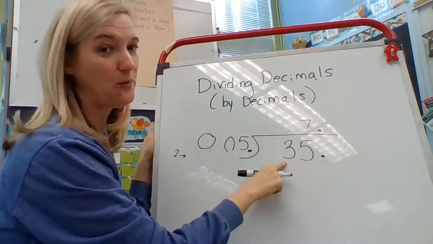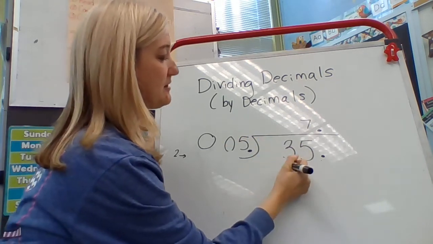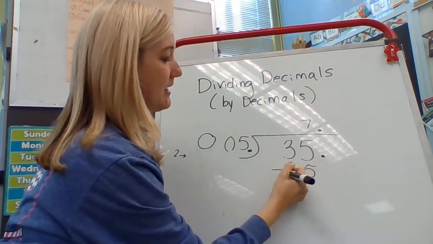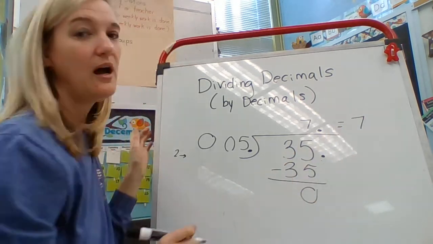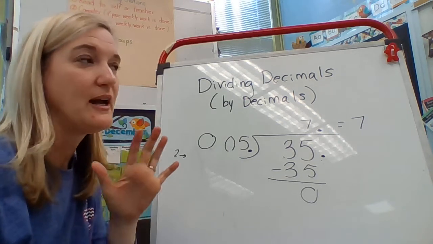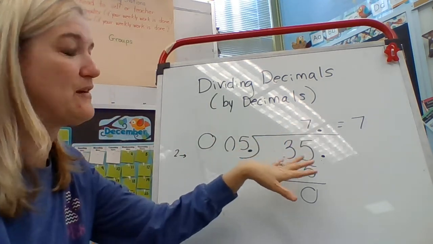It goes above the 5 because I was not dividing 5 into 3. It was 5 into 35. 7 times 5 is 35. I subtract. I don't have anything to bring down. This answer is 7. One thing to keep in mind, there will never, ever be remainders in dividing decimals by decimals.